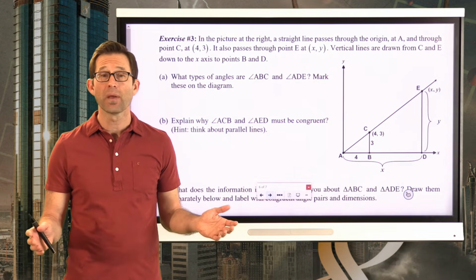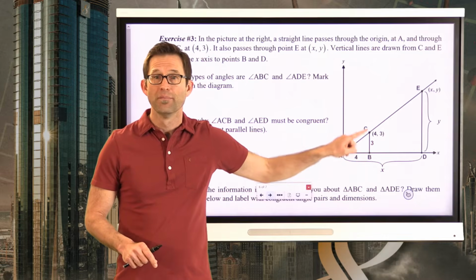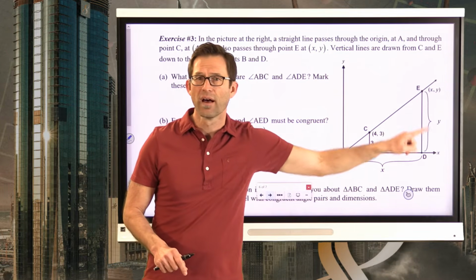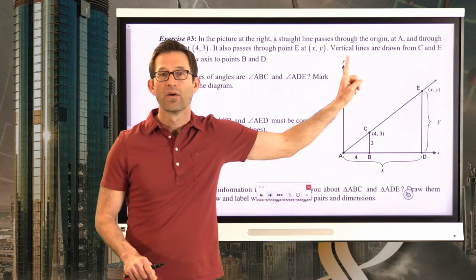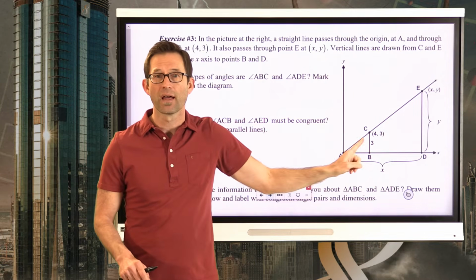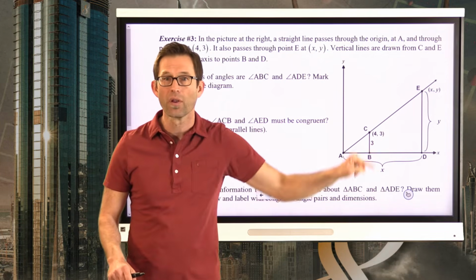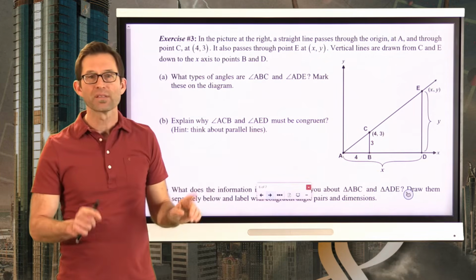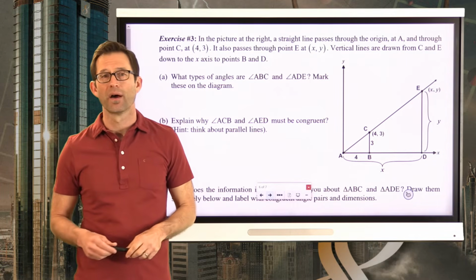All right, so you should be able to figure this out. Now, don't forget that this line segment BC and this line segment DE are both vertical lines. Very important. They're vertical. These things are vertical lines, all right? So, based on that, pause the video now, tell me what kind of angles those two angles are, and then mark them on the diagram.